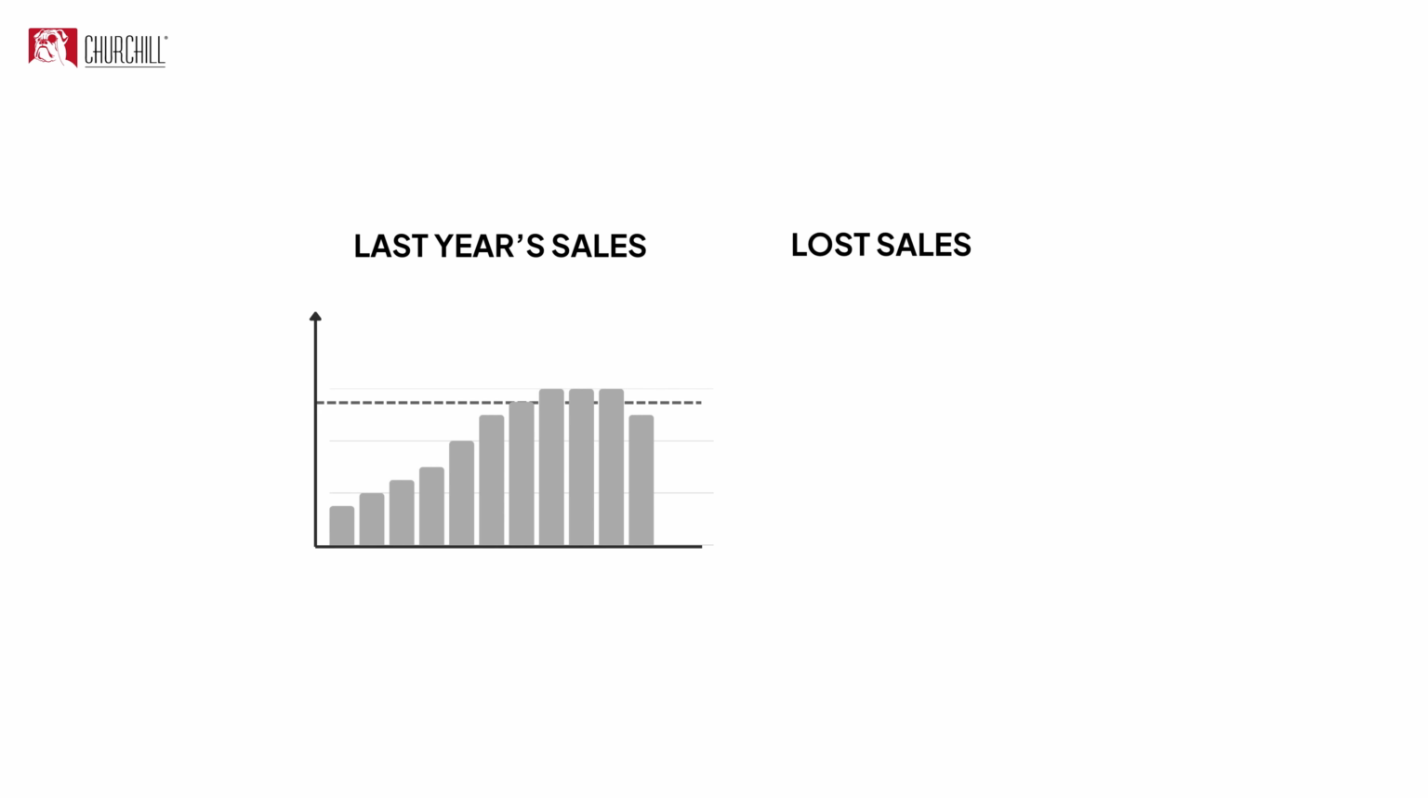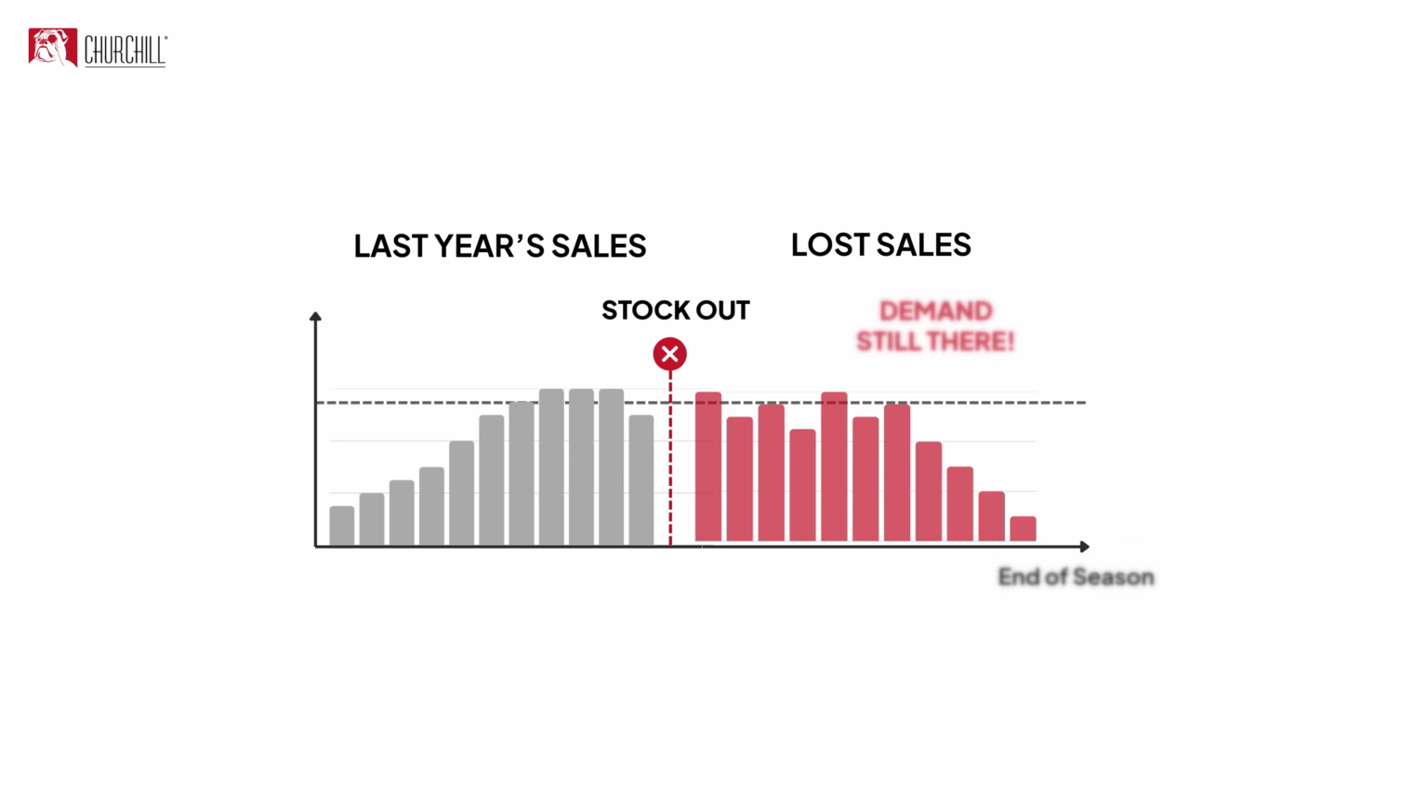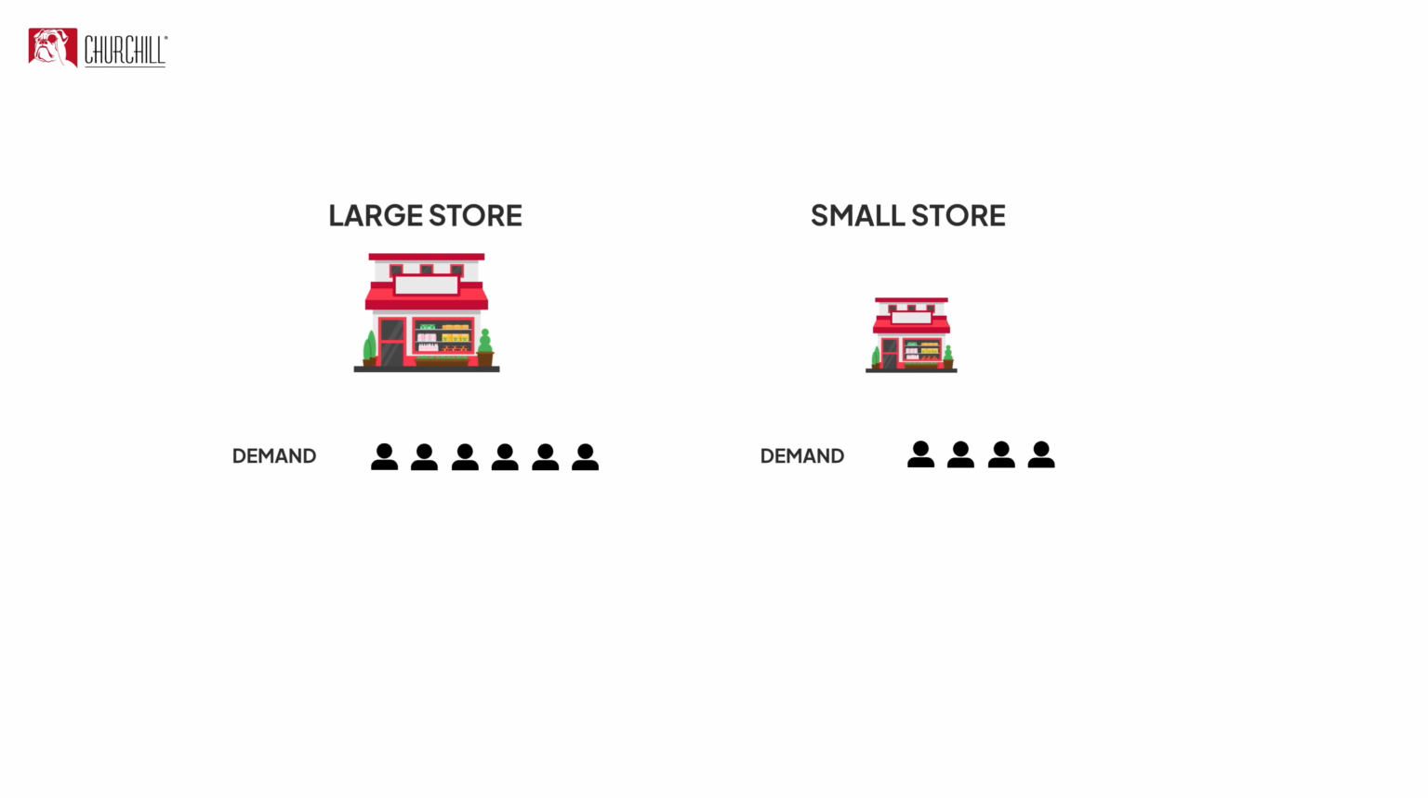Lost sales. When a store runs out of the item, sales come to a halt, but the demand is still there. So last year's sales does not account for what could have been sold if there was sufficient inventory. This is most apparent in the smaller stores, where volume-based allocation inhibits customer service levels due to stockouts.